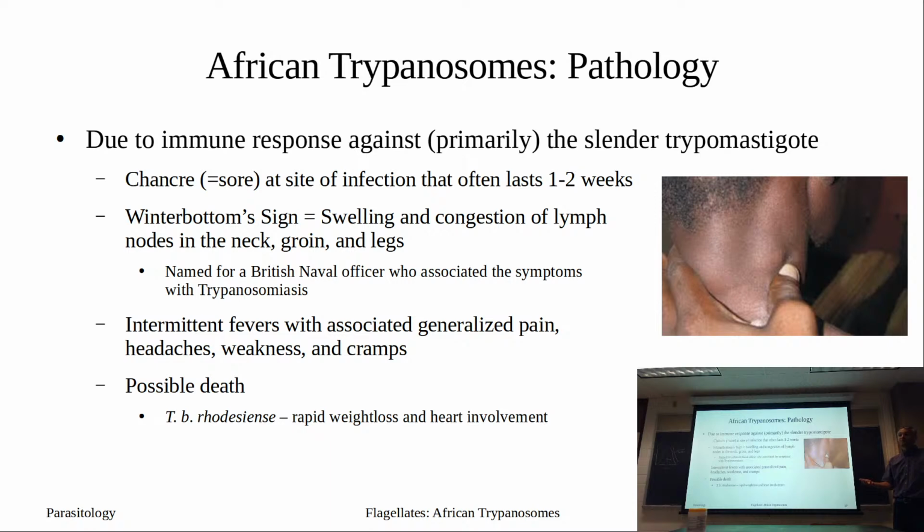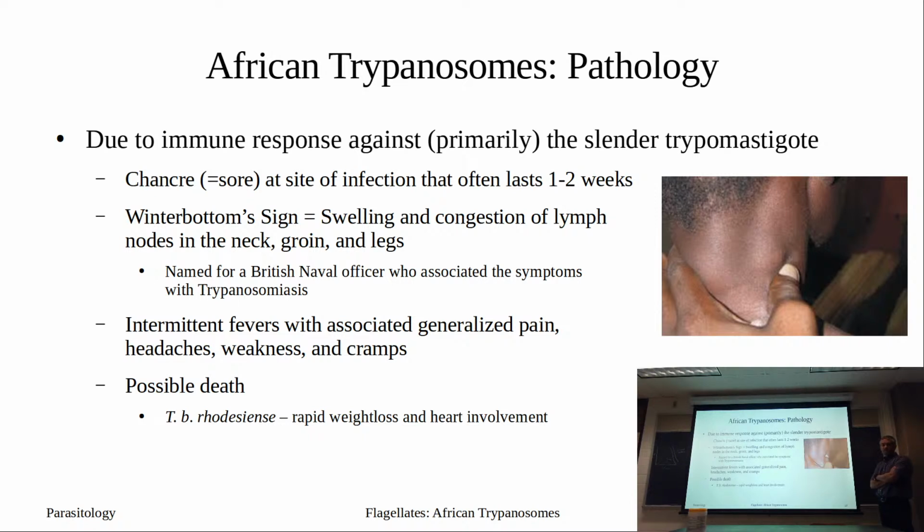That's a little different, right? If you get bit by a mosquito, yeah, you might have that little round, raised bite, but it normally resolves itself in a couple of days. You get bit by one of these biting flies, it's going to be a little bit more serious.